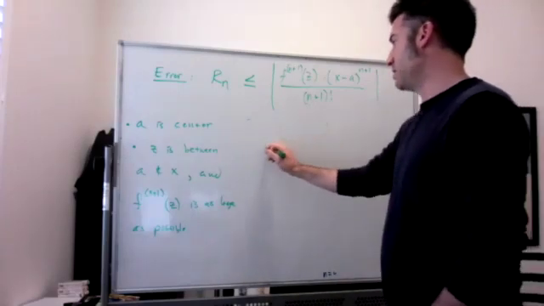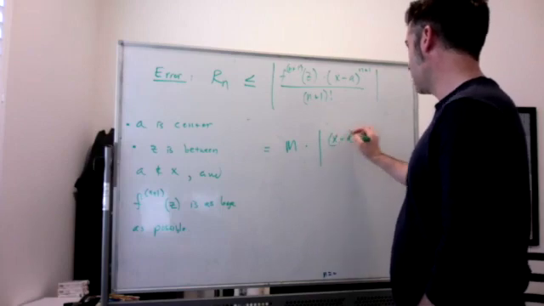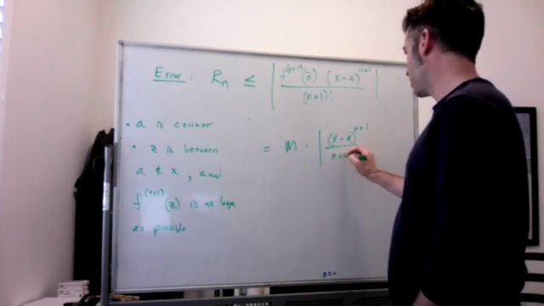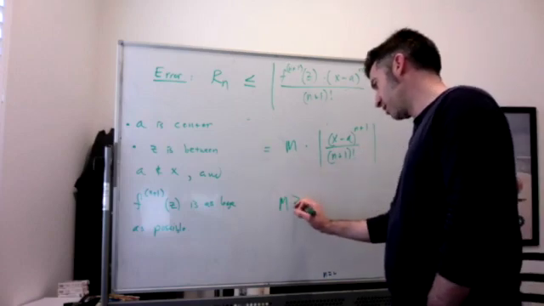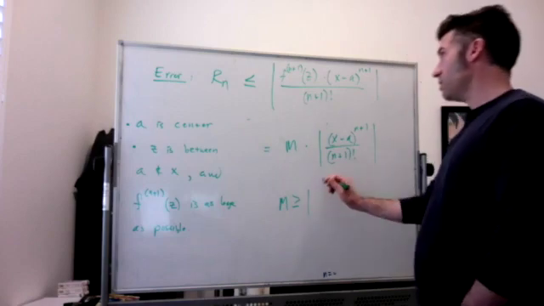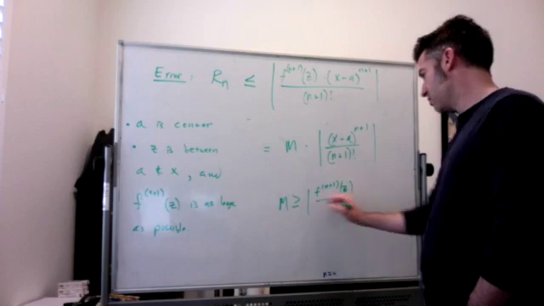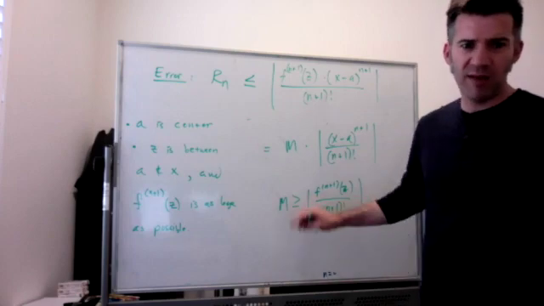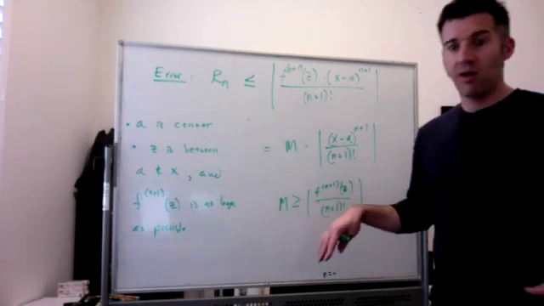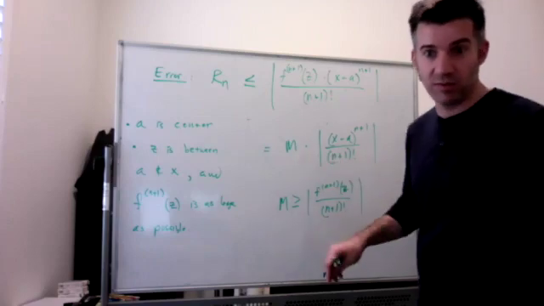So sometimes what people actually end up writing is that this is equal to M times (x minus a) to the n plus 1 over n plus 1 factorial, where M is bigger than or equal to the n plus 1 derivative at z. And capital M can be a little wavy. Oftentimes we make this bigger than it actually has to be because it's just easier to.